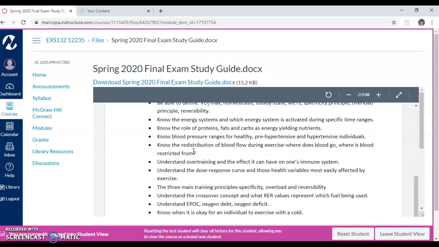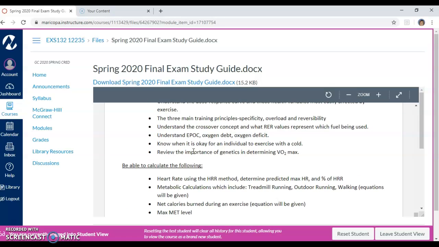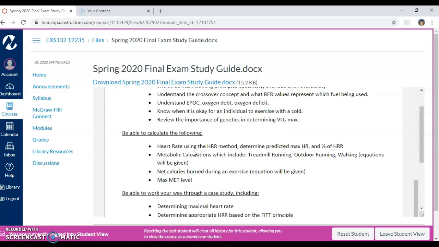So go through all of those bullet points, and then for the math, you're going to want to be able to calculate heart rate using the heart rate reserve method. All the metabolic calculations that we did, the 0.0175 equation, outdoor running, treadmill running, and then the walking equation, the walking calculations, all of the equations will be given to you on the exam if you need them. And then also max MET level and net calories burned during an exercise.